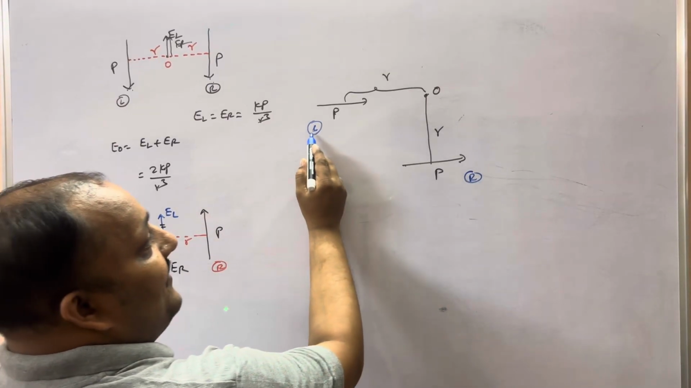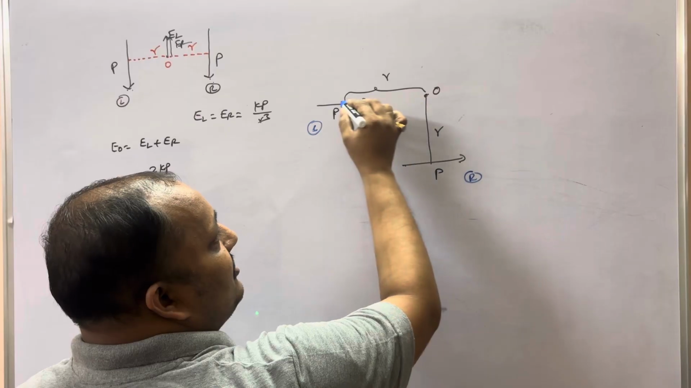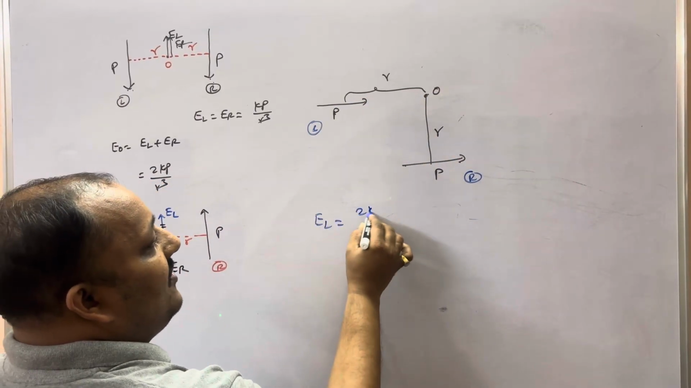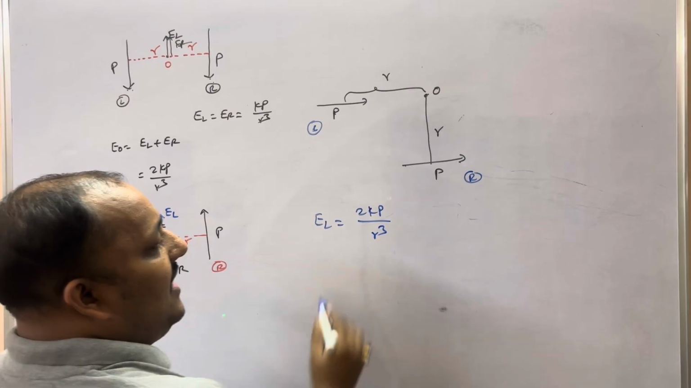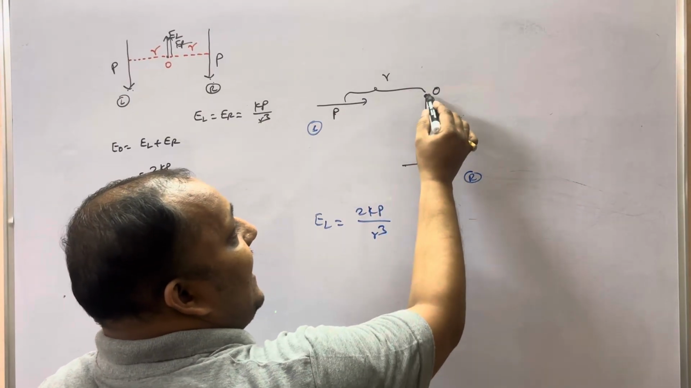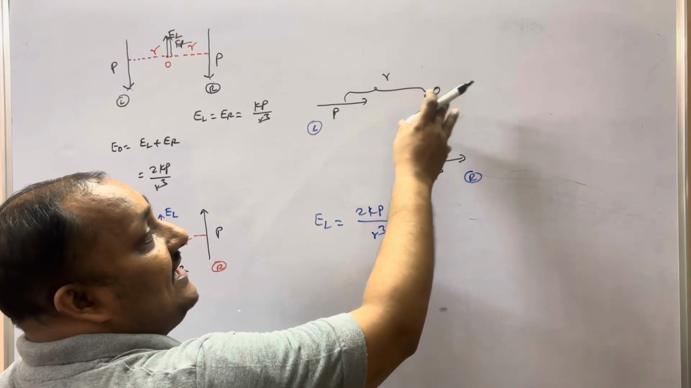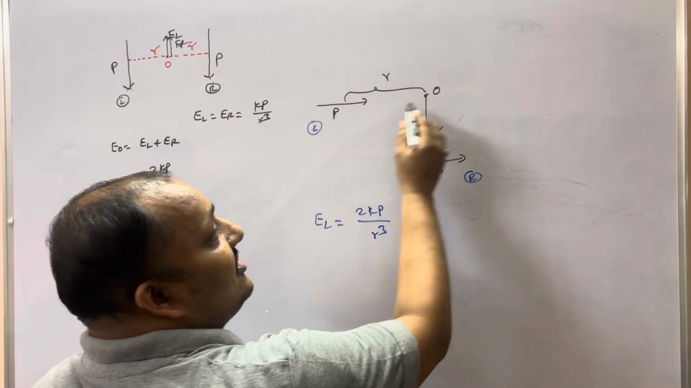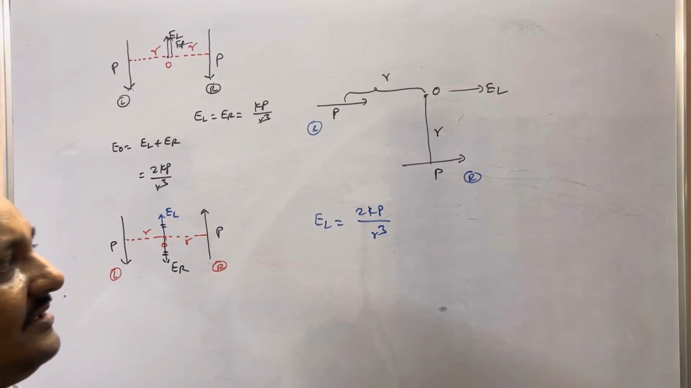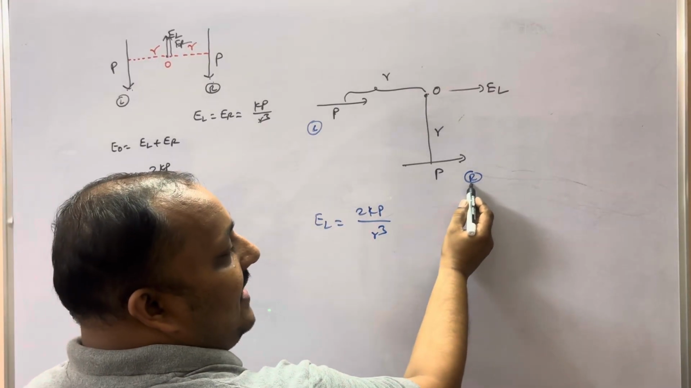EL. So, now for the left dipole, this point O is on which line? Axial line. Therefore, because of the left dipole, 2 Kp by R cube. Now, what is its direction? The dipole moment is to the right, on the axial line. So, the electric field intensity on the axial line is in the direction of the dipole moment. Therefore, EL is to the right. Correct?